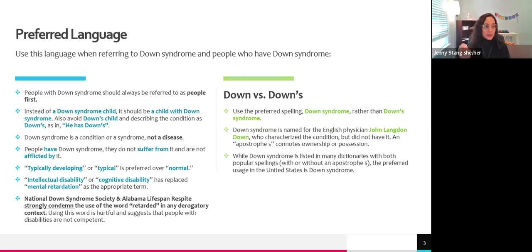Also avoid Downs with the apostrophe S, Downs child, and describing the condition as Downs, as in he has Downs, okay? Next, we need to understand that Down syndrome is a condition or a syndrome. It is not a disease, okay? And people have Down syndrome. They do not suffer from it, and they are not afflicted by it, okay?